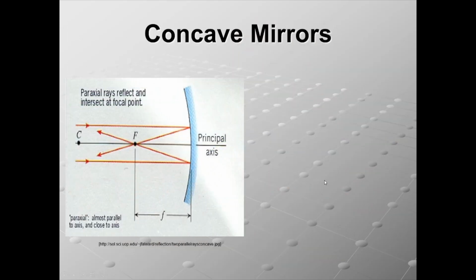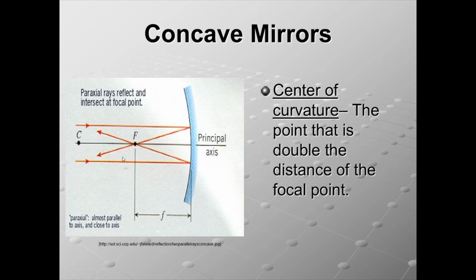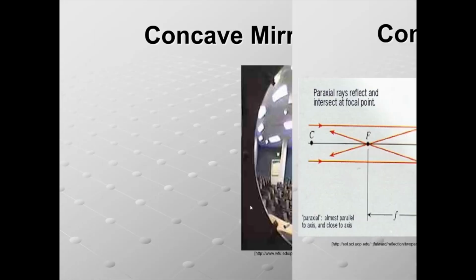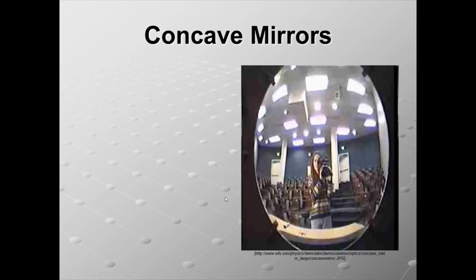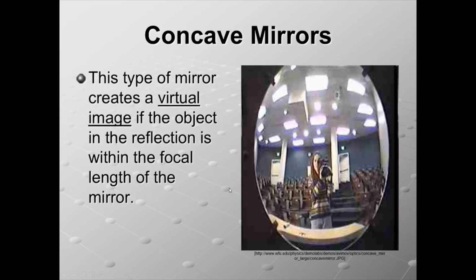All right? So the center of curvature, like we mentioned before, is this point that is double the distance of the focal point. There is a little bit more to that, so we'll talk about that in a minute. So that was, in concave mirrors, they always produce what's called a virtual image, like we've discussed before. And you know that a virtual image is going to be the inverse image. So if I'm lifting up my right hand in a mirror, it's going to appear that my reflection is lifting up their left hand.